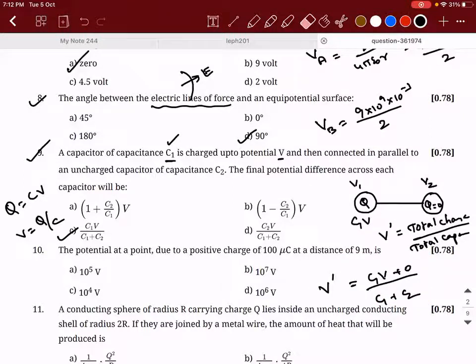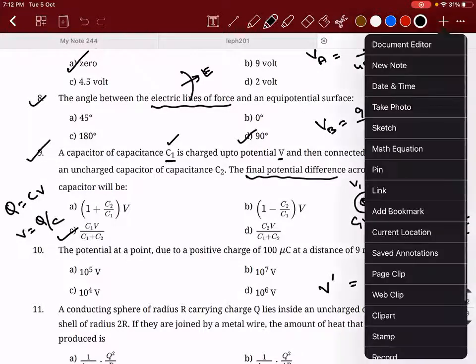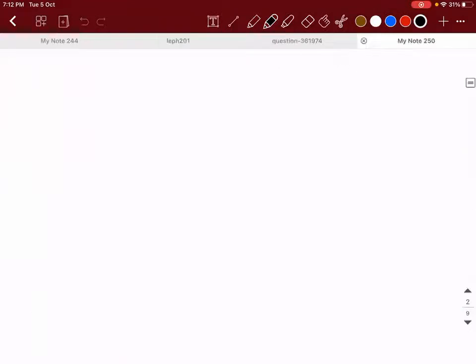How many of you got it right? No one? Sir, can you explain the sum again? Sir, final potential difference means what? Final, na? The common potential. That's what I couldn't understand. Okay, I'll explain it in detail. So this concept is not clear for you guys.